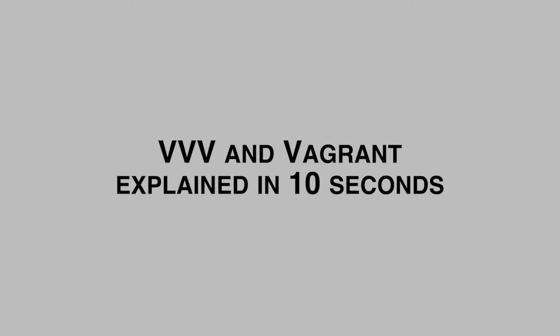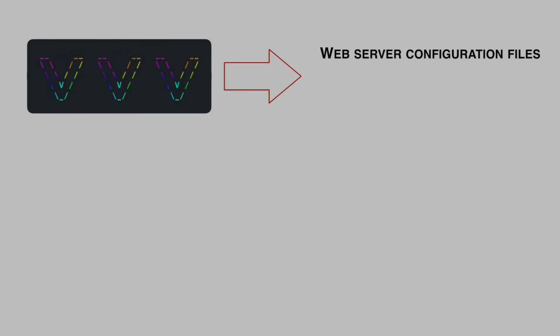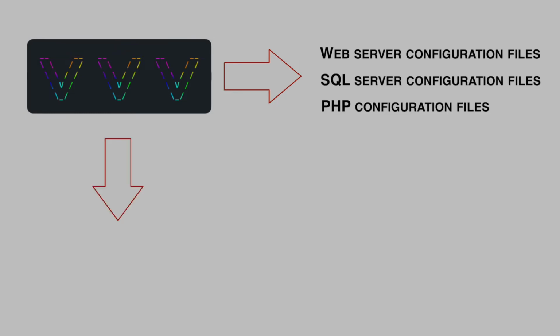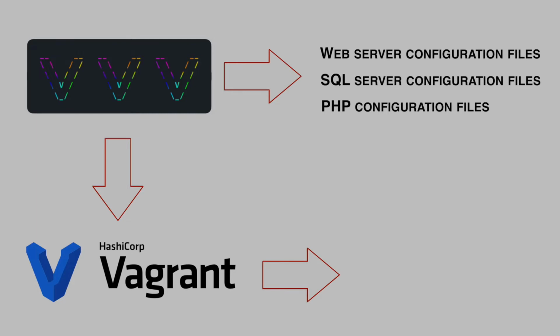VVV and Vagrant explained in 10 seconds. VVV is going to provide us with a set of setup scripts and configuration files for your web server, SQL Server, and PHP. It's going to use Vagrant to set up a virtual machine using one of the available providers. All of this is fully automated and you don't need to worry about a single thing.